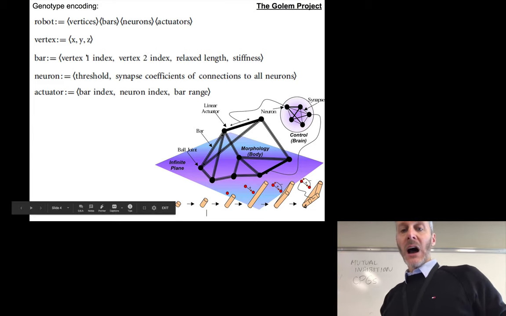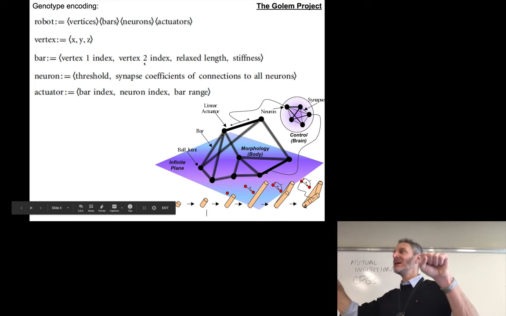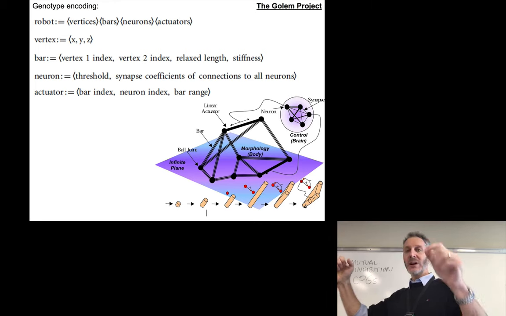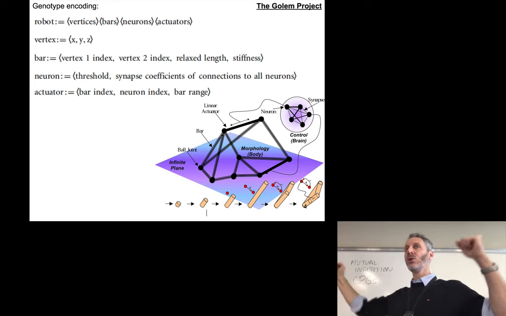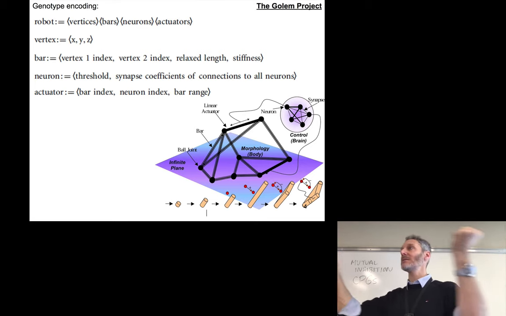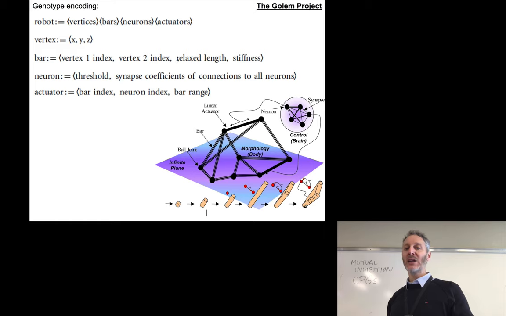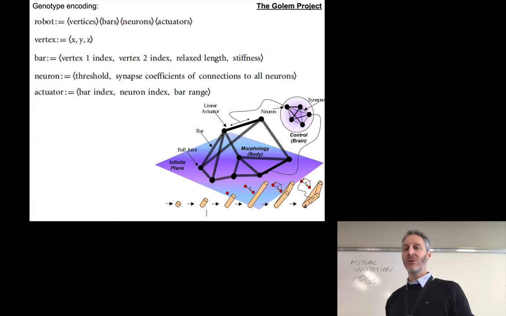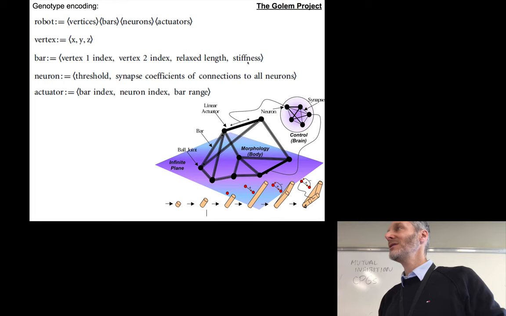Okay, so a relaxed length, what does that mean? It means the default length that bar likes to be at, but we're going to add actuators that are going to push and pull on some of these bars, and the bars are going to be pulled and pushed away from their relaxed length. The distance at which they will tolerate being pulled or pushed away from their relaxed length is dictated by their evolved stiffness. So we can have stiffer or softer springs in our Golem machines.